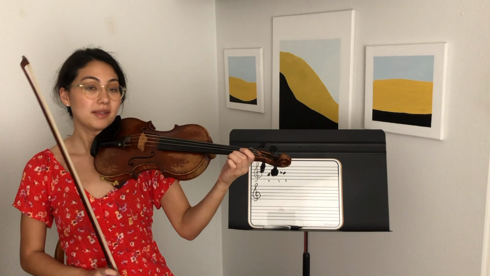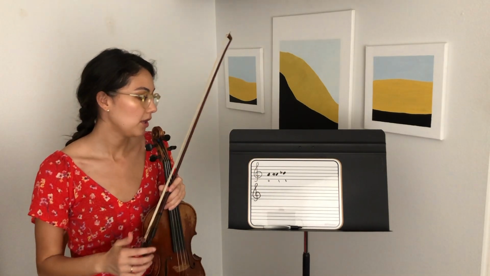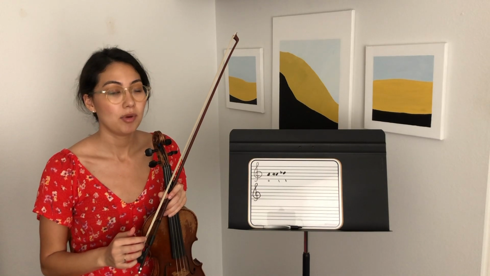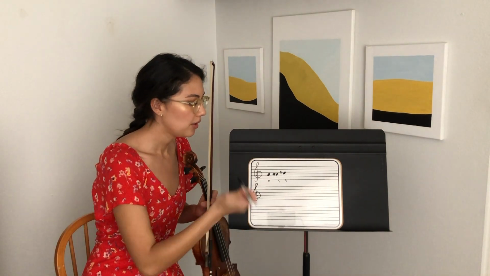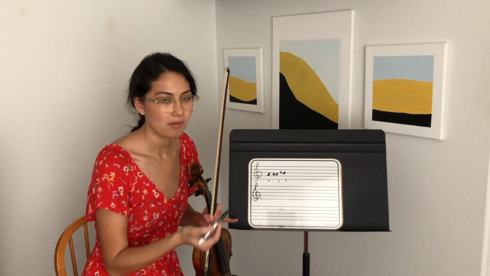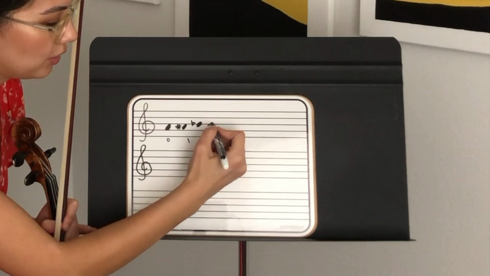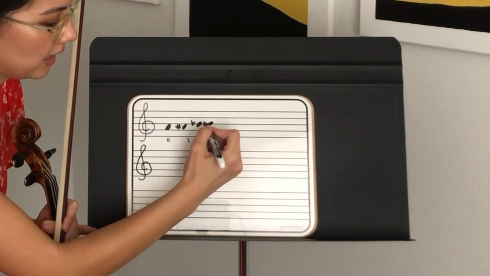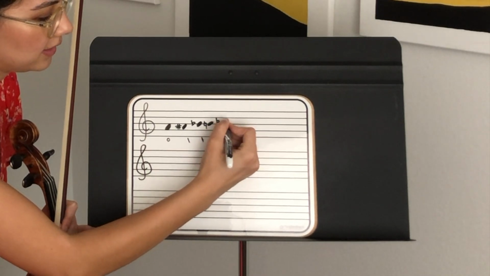Then your next note is B. B can also be called A double sharp or C flat. A double sharp is less common, so I'm going to write C flat. So B natural looks like this, and this is a natural sign. And then a C flat looks like this.